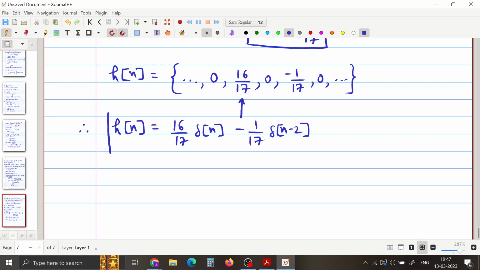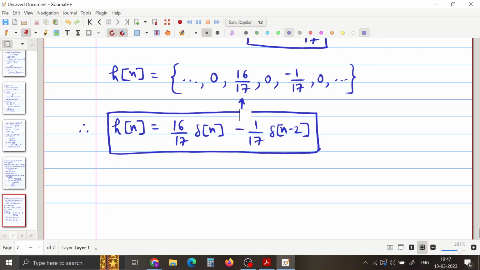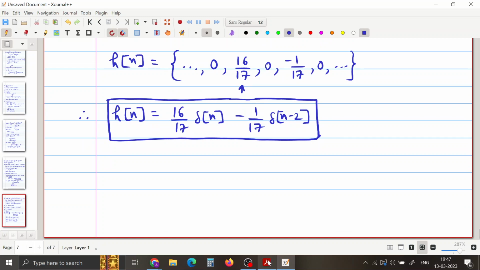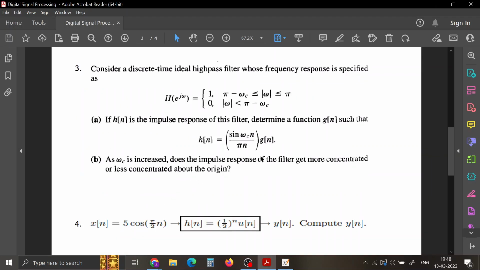Very good. So that's actually our h of n. So we are done with the second question also. And we have a few more questions. Anyways, let's do it. I think this session is getting to be a long one.